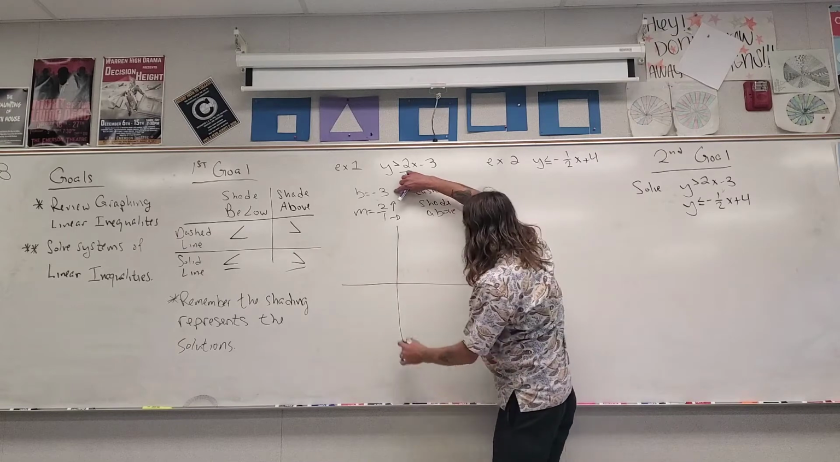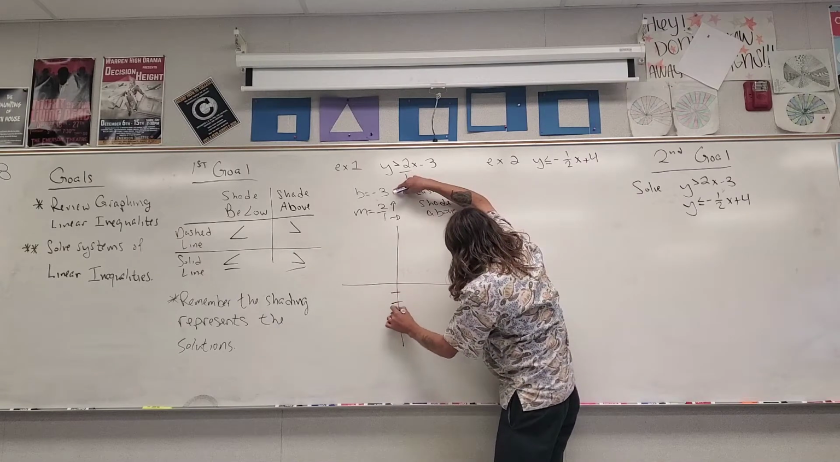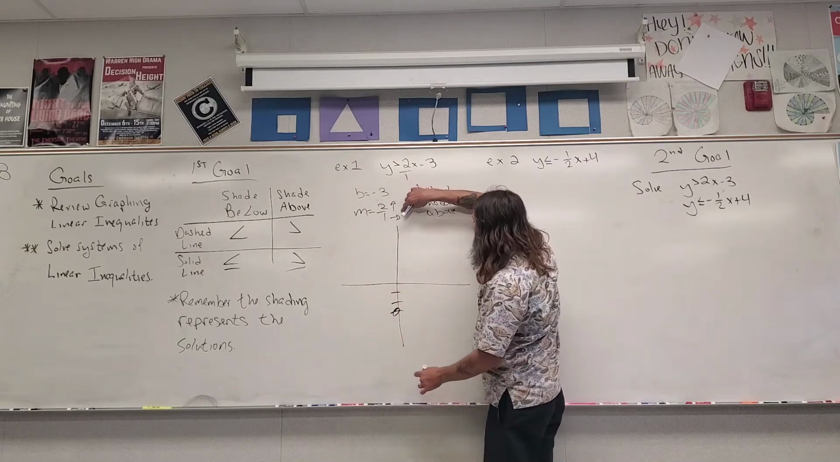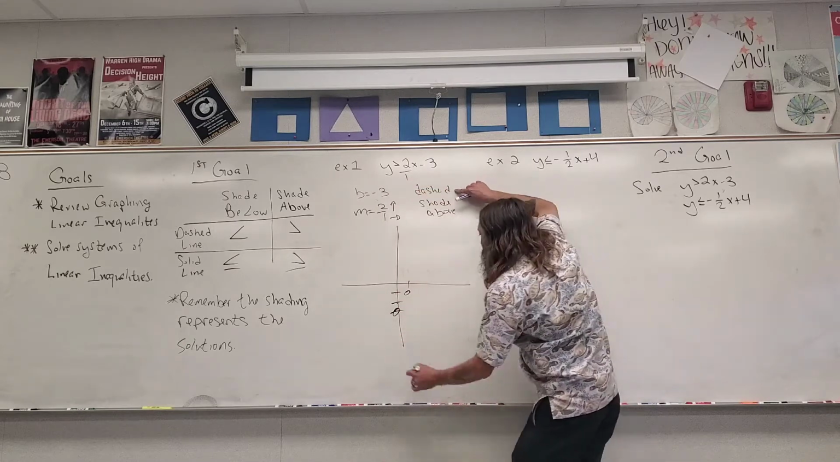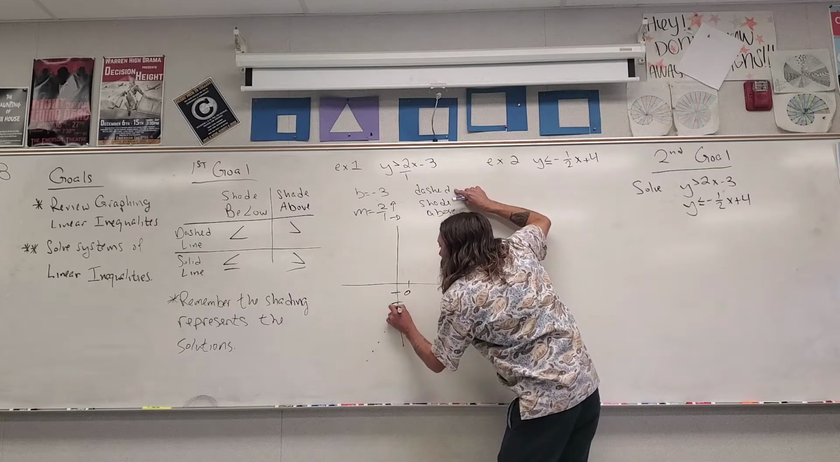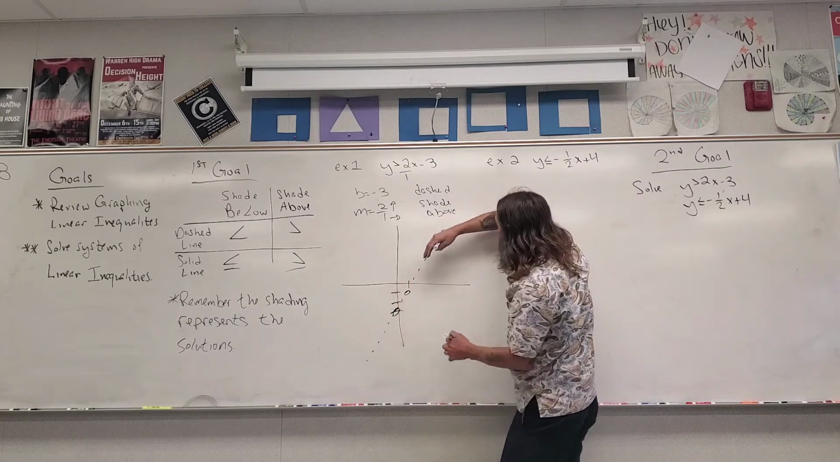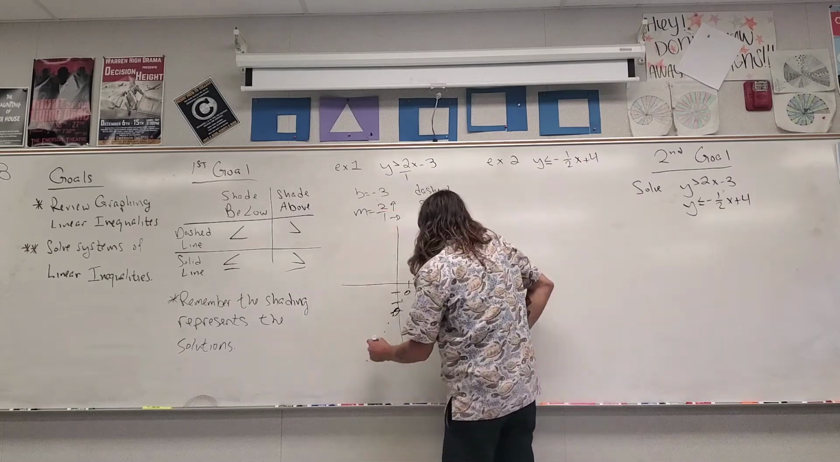So I begin at -3, 1, 2, 3. This is where I begin. I move up 2, right 1, 1, 2, right 1. My line is dashed. And this is the above side, so I shade on this side.